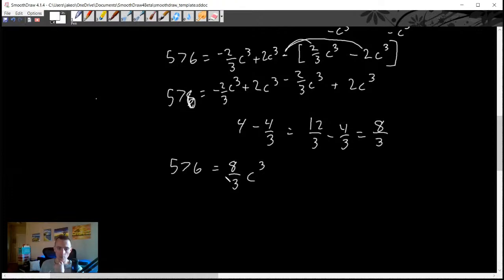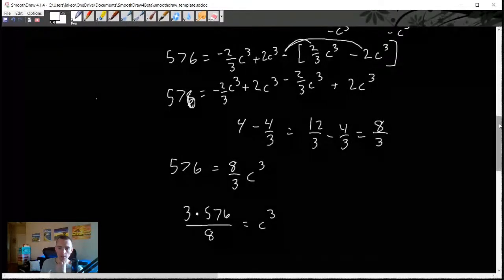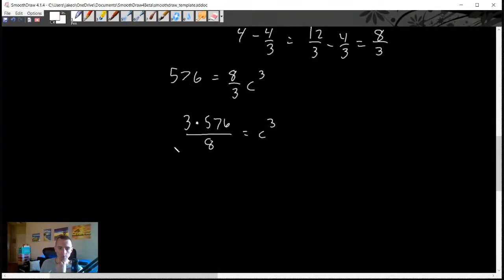And then we could multiply both sides by 3/8. So we would get 3 times 576 over 8 equals c cubed. And then to solve for c, we would just have to take the cube root of both sides. So that gives us c equals the cube root of 3 times 576 all over 8. So I'll go ahead and leave this for you to finish up.